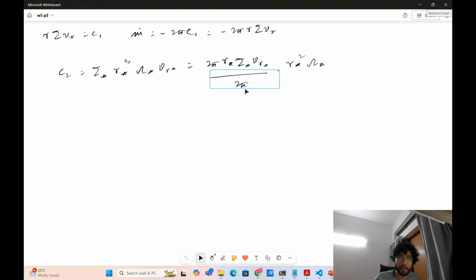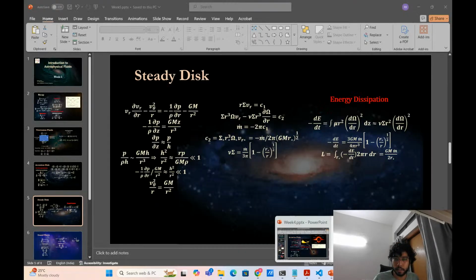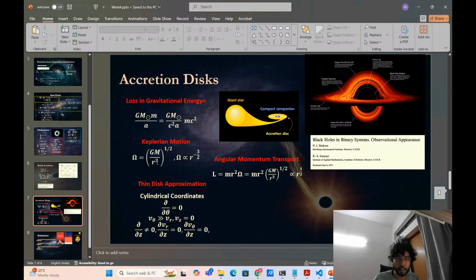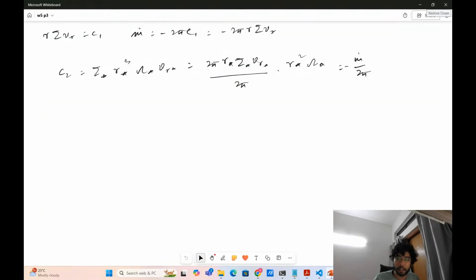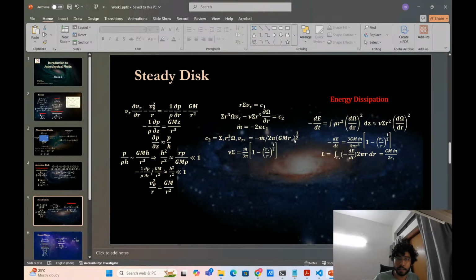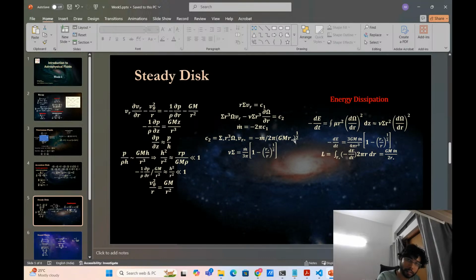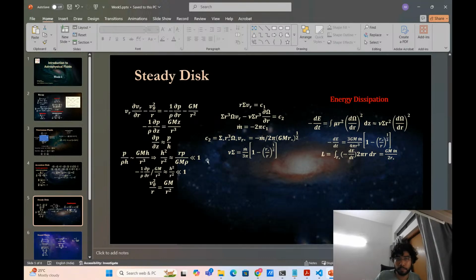So multiplying and dividing by 2 pi and separating out this part and this part, such that this part will become m dot, actually minus m dot, so minus m dot by 2 pi times r star square omega. If you remember from last week, omega is the square root of gm by r cube, and by using that, we'll just get gm r star to the half.